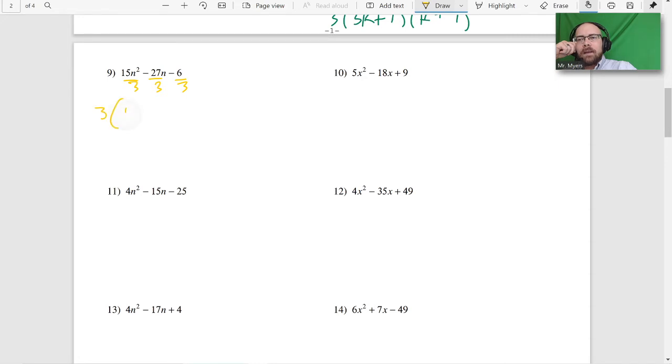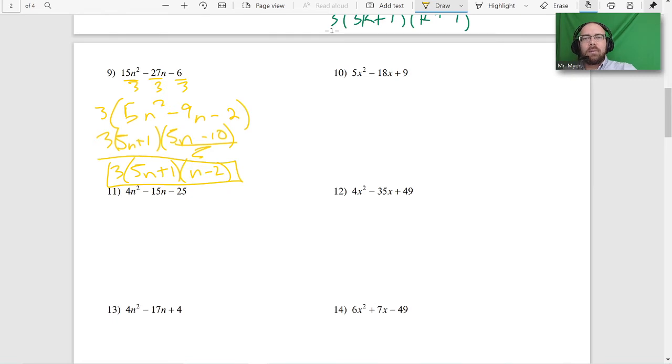So 3, I almost wrote a 15, I think. 5n squared minus 9n minus 2. Okay, 5 and negative 2 are negative 10. 1 times negative 10 would be the factors, 1 and negative 10. And then I put the 5's in front. Boom, boom. 5n minus 10. That 3 stays out there. Divide out the lie. 3, 5n plus 1, and n minus 2. And that's the answer for that one.